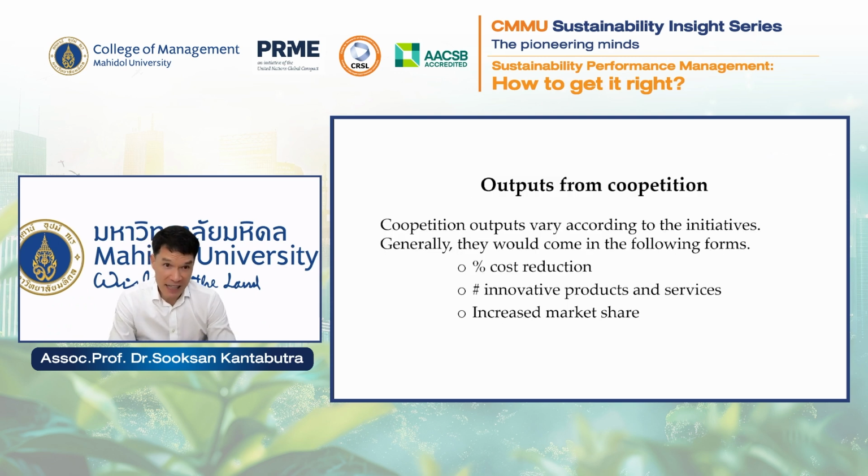Now, indicators for the success of co-opetition. How do you measure the success of this strategy? It comes from cost reduction, or better utilization of resources, innovative products and services, you come up with something new, or increased market share. So these are only examples of the indicators or outputs. They actually vary according to the agreement between you and your competitors.